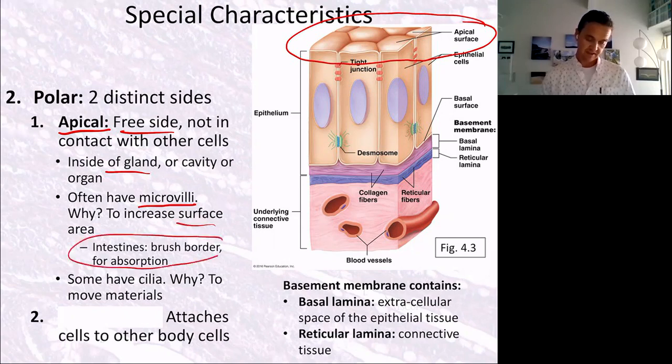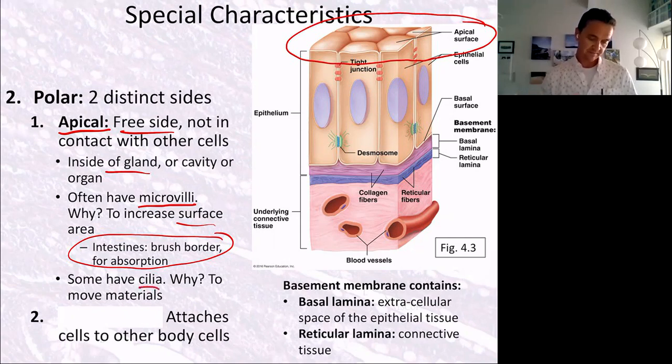And for example, in the intestines, we have these special enzymes called brush border enzymes, and those enzymes are there to help us break down food. And so the more of those microvilli we have, the more space we have to plug in those little brush border enzymes and to create the reactions that we need to break down that food, okay?